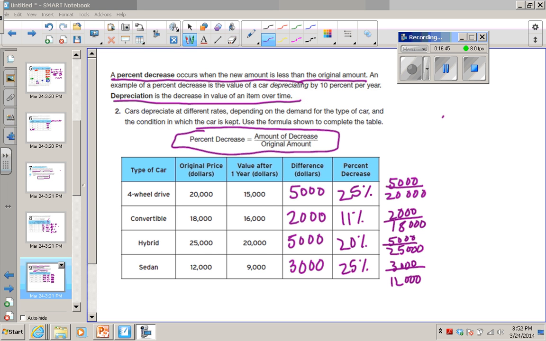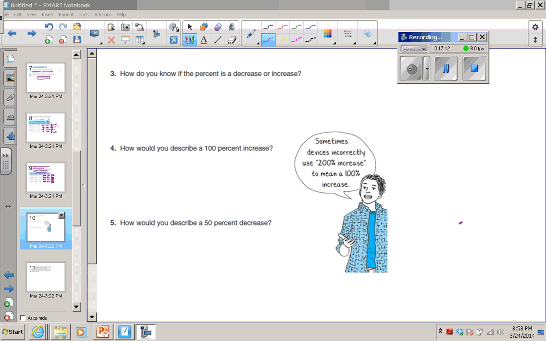So essentially you are calculating these exactly the same way. You're just having to look at, did my cost go down from where I started, or did it go up from where I started? And that's how you know whether it's a percent increase or a percent decrease. Is the money getting bigger, or am I lowering the amount of money I have, or the amount of anything? And that's what helps you to see the difference. So I basically just explained exactly what number 3 is.